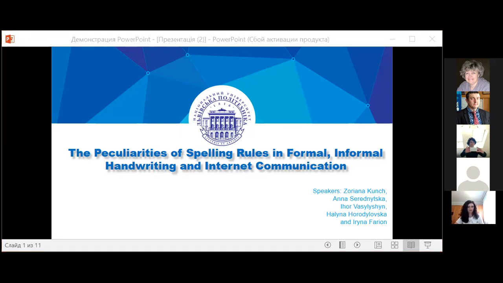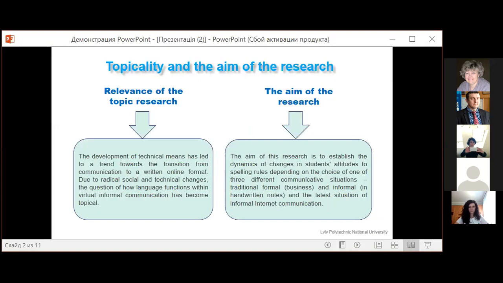Slide 1: our research question is the peculiarities of spelling rules in formal, informal, handwriting, and internet communication. Slide 2: on this slide, you can see the topic and the aim of the research. The development of technical means has led to a trend towards the transition from communication to a written online format. Due to radical social and technical changes, the question of how language functions within virtual informal communication has become topical.